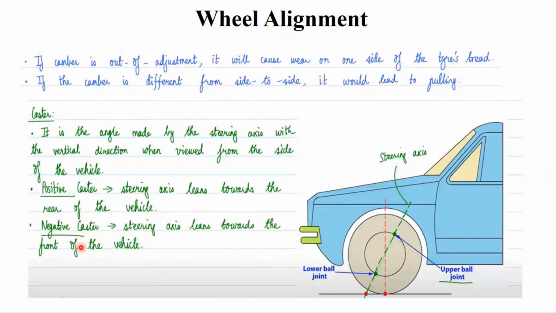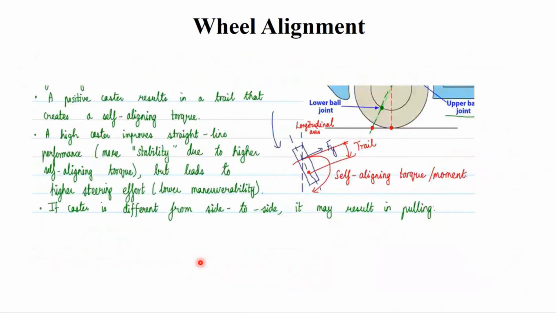Okay, you have two types of caster. One is positive caster and one is negative caster. Positive caster: you see the steering axis, which is connecting the lower ball joint and the upper ball joint. When this steering axis leans towards the rear of the vehicle, with the front wheel at the front and the rear of the vehicle behind, then that is called positive caster. When it leans towards the front of the vehicle, it is called negative caster. Okay.